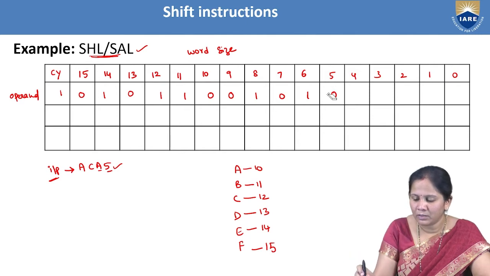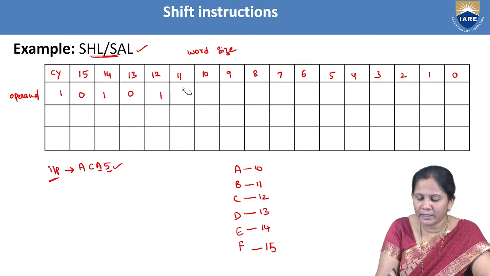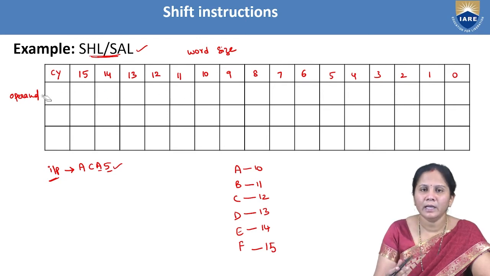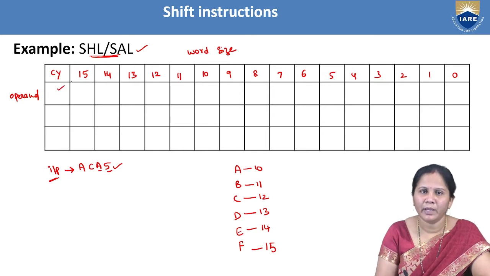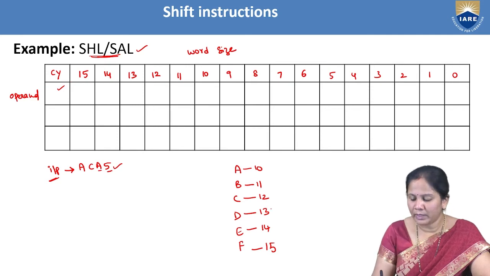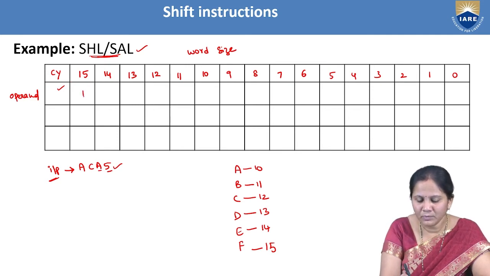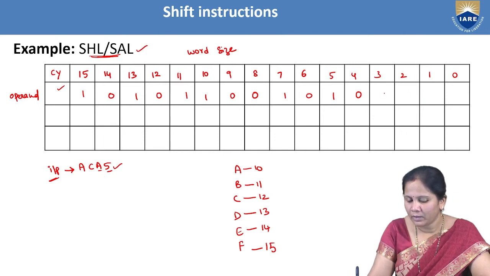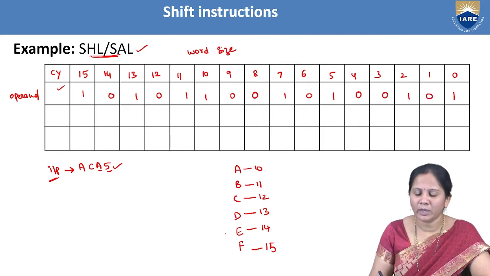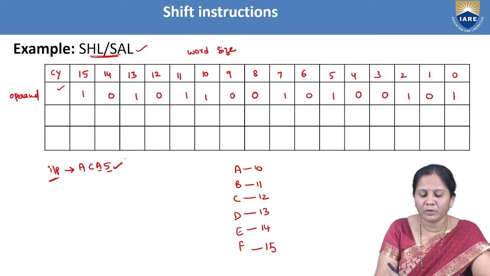here we should not consider binary data while writing in the carry bit. So you have to leave this carry bit empty. After this, you have to write the value. So the A value is 1, 0, 1, 0 and the value of C is 1, 1, 0, 0. And next the value of A again is 1, 0, 1, 0 and the value of 5 is 0, 1, 0, 1.